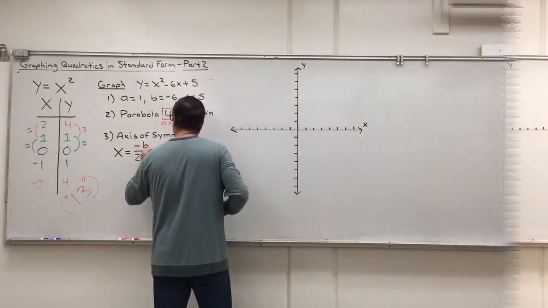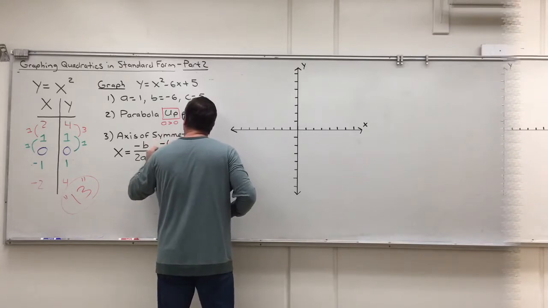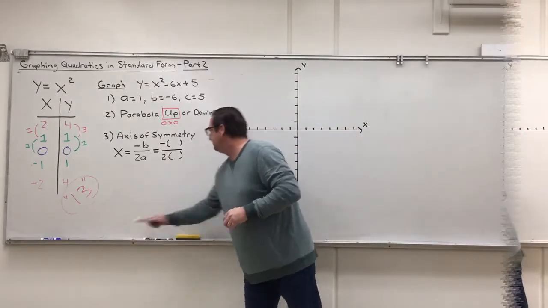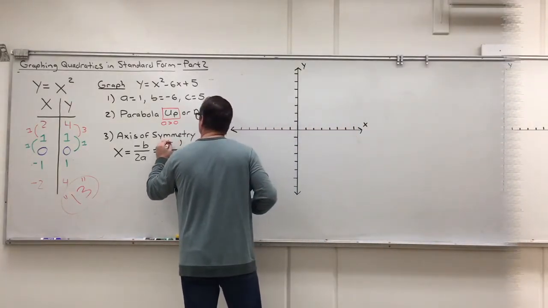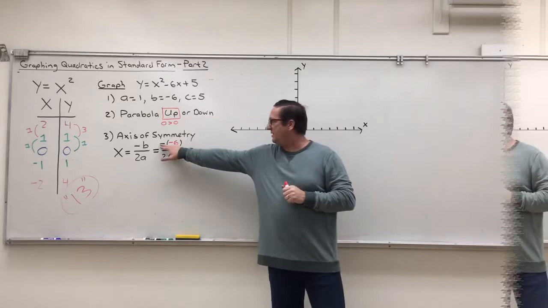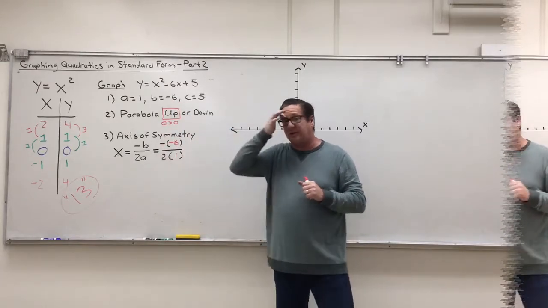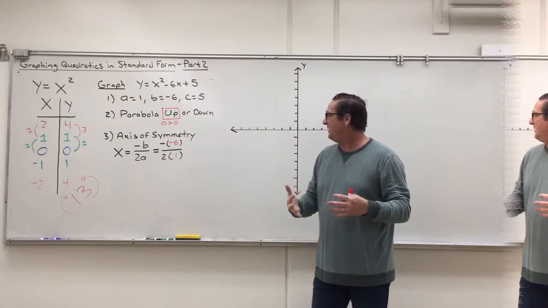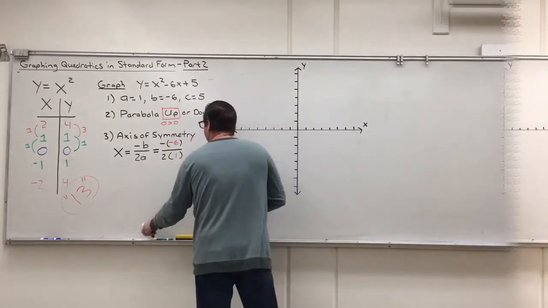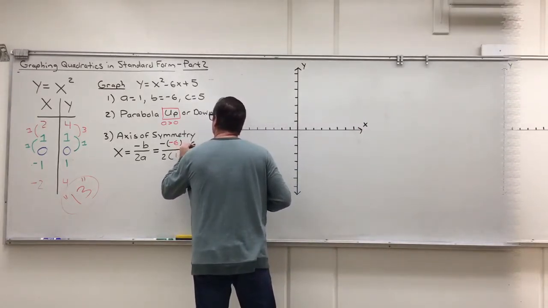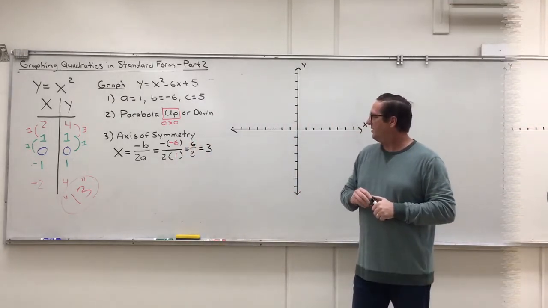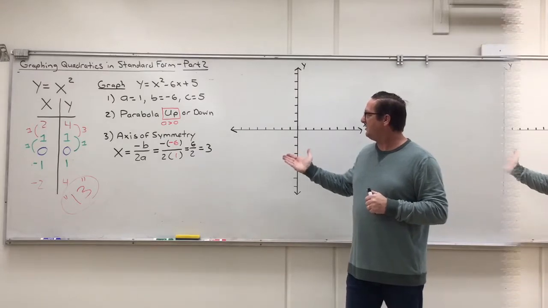So I'm going to plug in, and notice that it's a negative, but my b is also negative. So just like when we're plugging into the quadratic formula, you need to be careful about watching your signs. So I'm going to simplify the top. And our axis of symmetry is x equals 3.